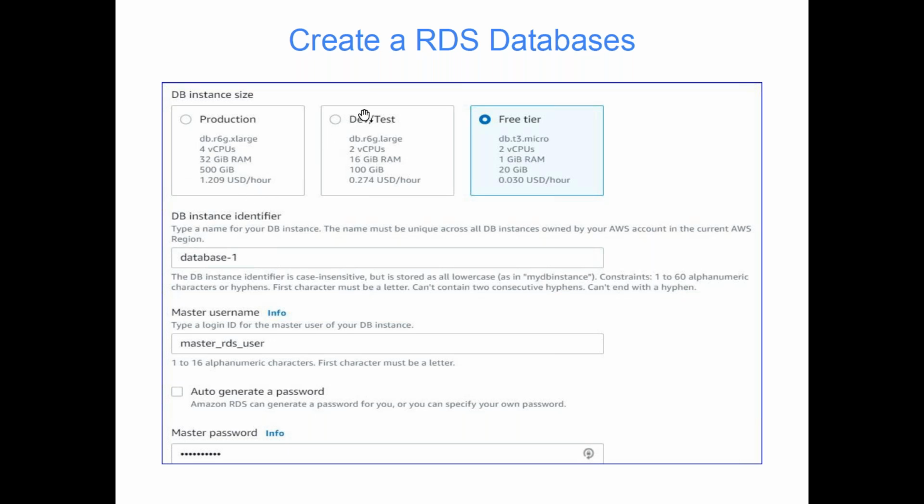Another one is for development or testing purposes. It's a little less configured: 2 CPUs, 16 GB RAM, 100 GB, and the charges are also less. And then you can see the next one, free tier, db.t3.micro, 2 virtual CPUs, 1 GB of RAM, 20 GB of hard drive, and some charges are also there, 0.030 USD per hour. So what you do is you create one RDS instance.